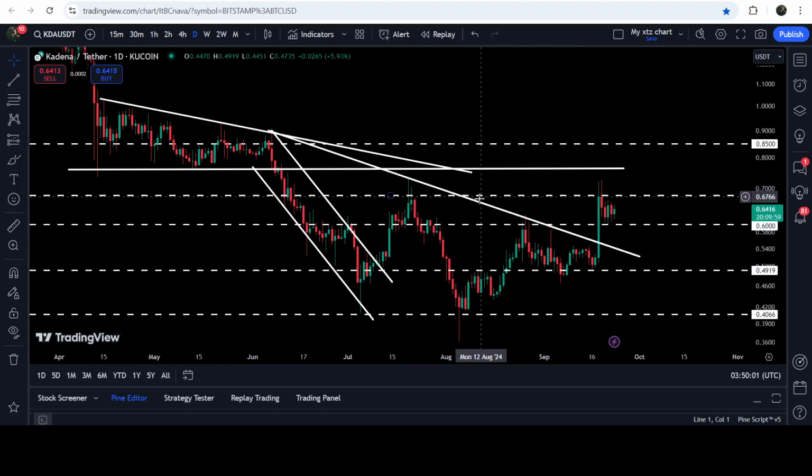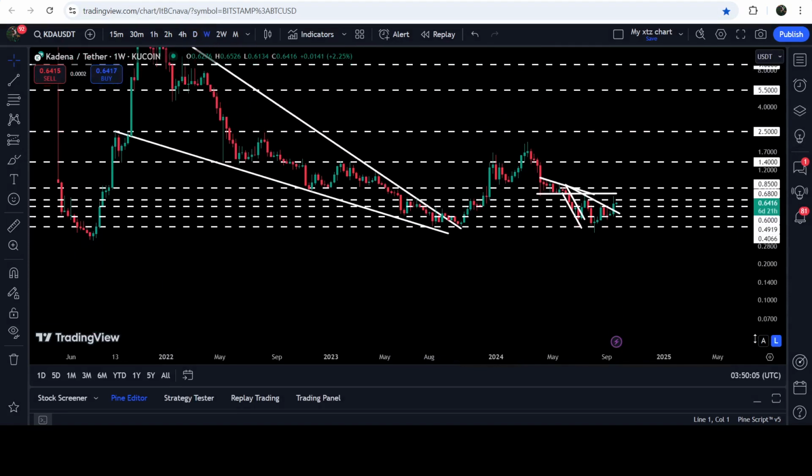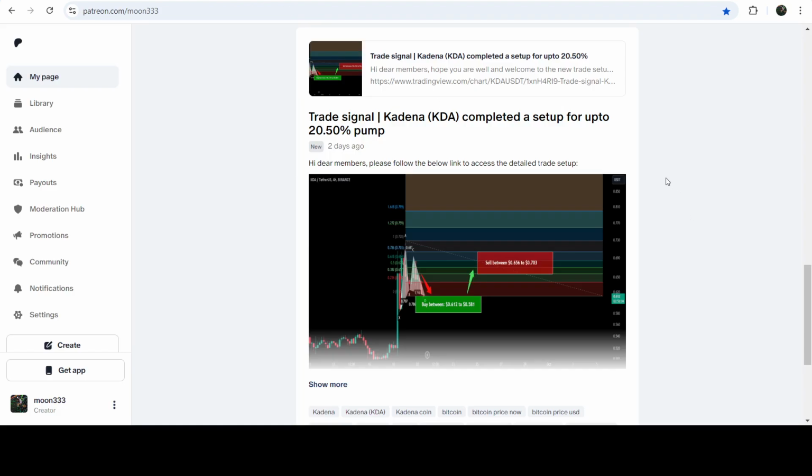And in today's video we will analyze this move, and I would also like to show you once again this very massive breakout that has happened on the 7 days time frame chart from this big and long term falling wedge pattern as well. And I would also like to share with you my most recent trade signal for KDA that I shared almost 2 days ago with my members, and so far this signal has produced almost 12% pump.